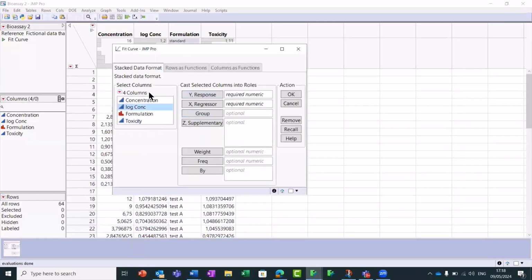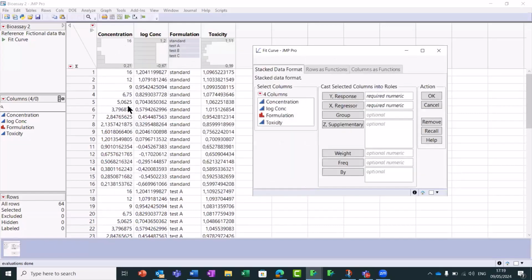So you might have different data formats. In my case, I have stacked data, so everything is one column, right? But you could also have rows as columns, and rows as functions and columns as functions. So depending on how the data is formatted, you can use one or the other.